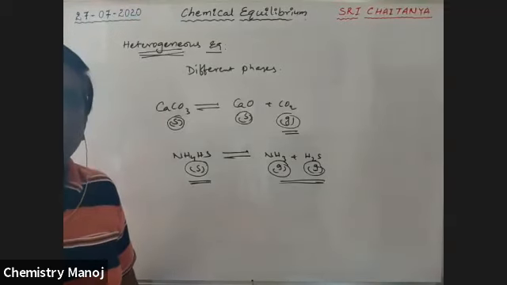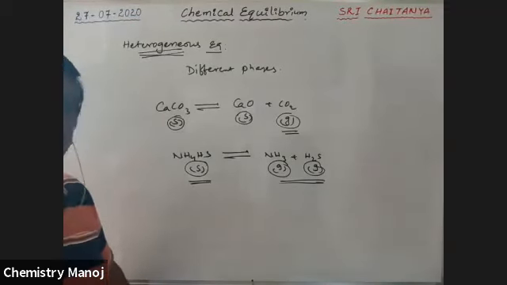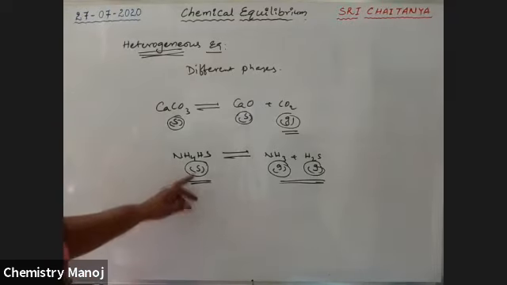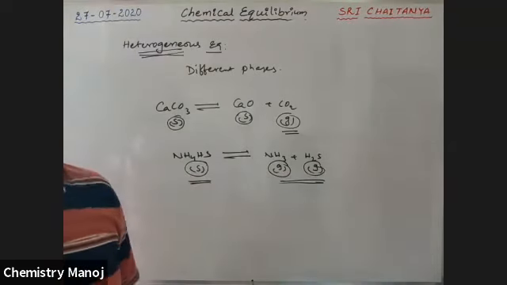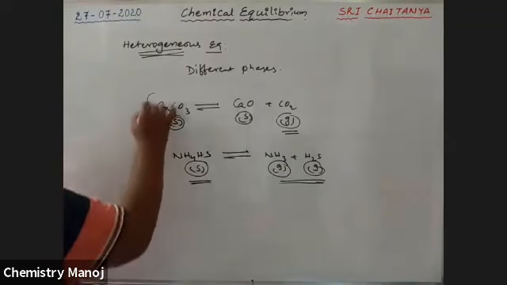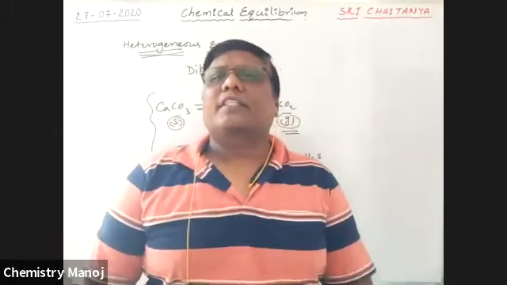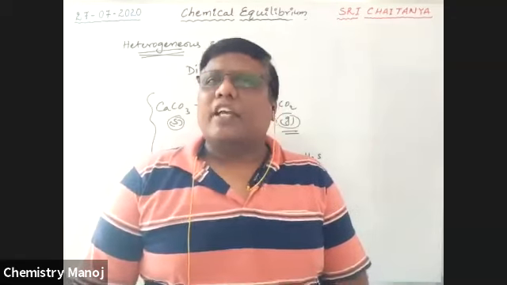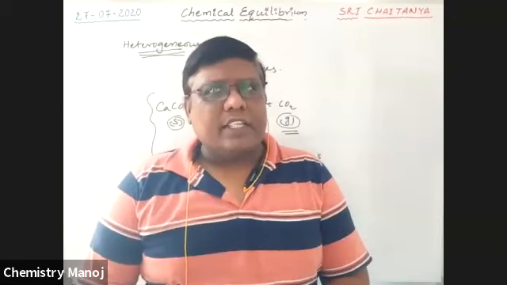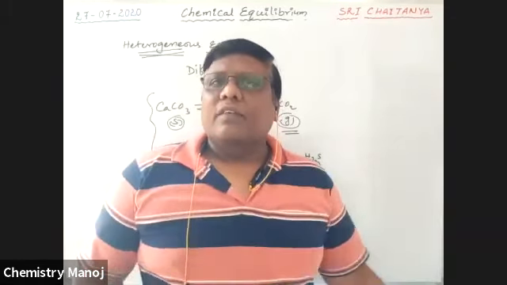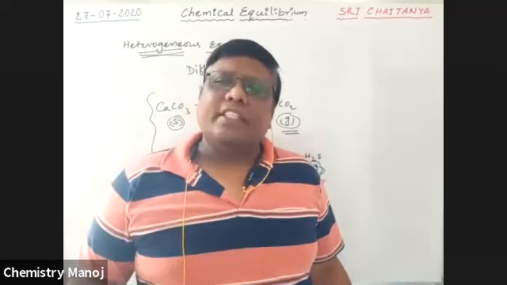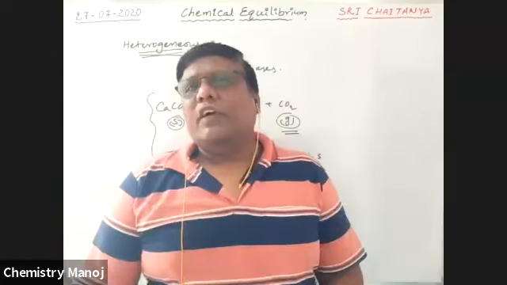All are solid, that is a homogeneous system, almost not existent. So solid, gas, gas: this is a heterogeneous system. What is heterogeneous equilibrium? At equilibrium, reactants and products existing in different physical states is called a heterogeneous system. If all exist in the same physical state, that is called a homogeneous system. So these are the types of equilibrium.